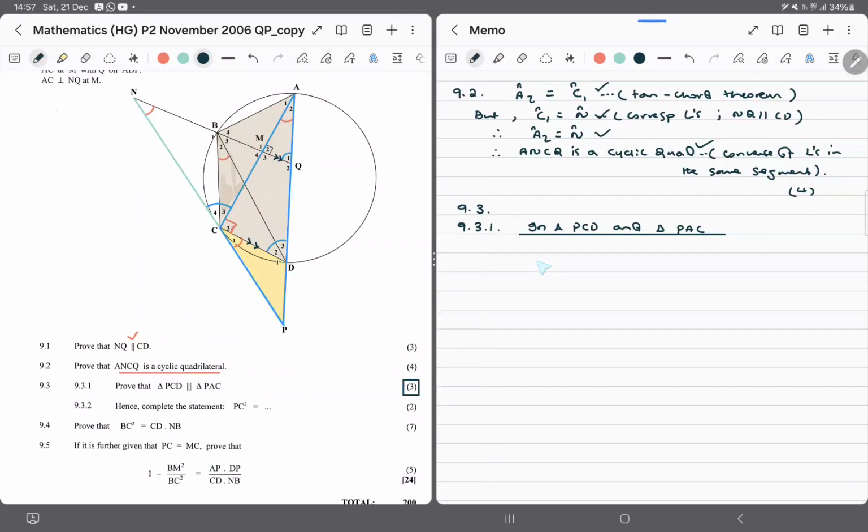Now we understand that angle P is common. 2, we know that angle C1 is equal to angle A2. So this is proved above. And we can then deduce the last ones, that basically D1 is equal to angle ACP in the other one. These are the remaining angles. Therefore, indeed, triangle PCD is similar to triangle PAC.